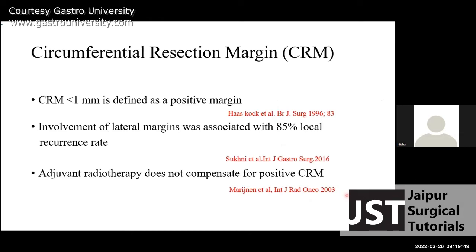The circumferential resection margin of less than 1 mm was considered a positive margin. And it was said that a patient with a positive CRM had a very high, that is 85%, local recurrence rate. And even adjuvant radiotherapy did not compensate for a positive CRM.